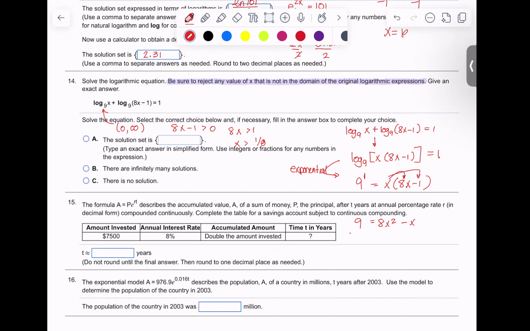And then I'm going to move the 9 over to the right-hand side. 8x squared minus x minus 9 is equal to 0. And I did two properties in one step. I used the reflexive property because I like to have my trinomial on the left-hand side and 0 on the right. That's just a personal preference. Now I'm going to solve this using factoring. I'm too lazy to use the quadratic formula.